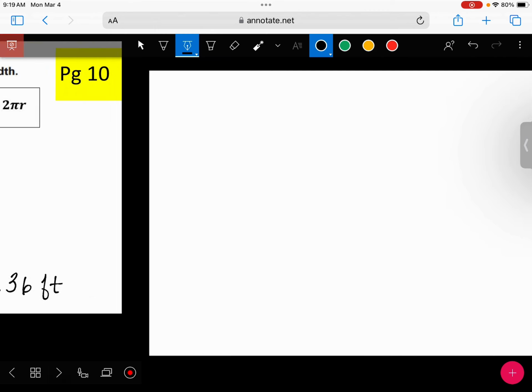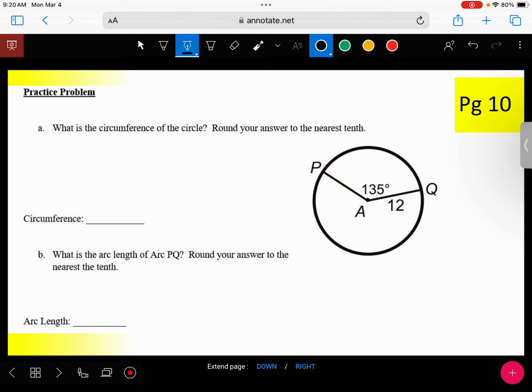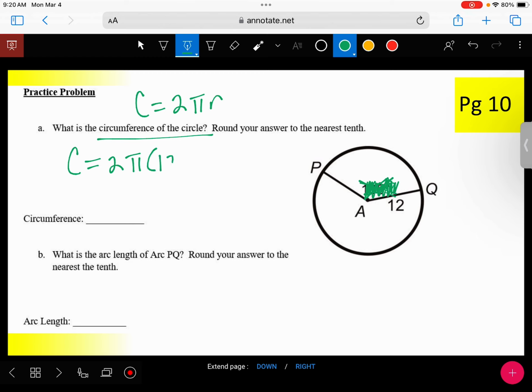All right, last question for today. Now this one looks like the way it's going to be asked on the test. The first thing they want us to do is find the circumference. So to find the circumference is 2 pi r. What is the radius of the circle? 12. So when you're trying to find the circumference, you don't use this 135. All right, we don't need that. We only need to use our radius. So in your calculator, you're going to type in 2 times pi times 12.